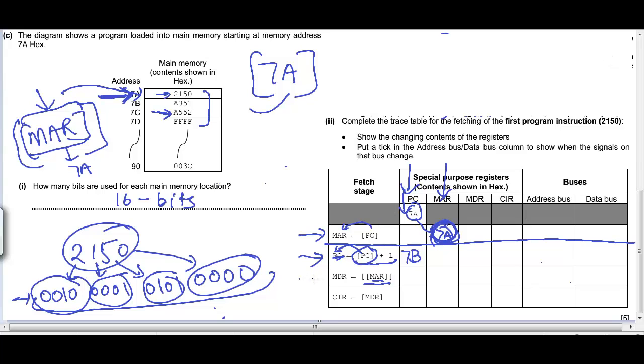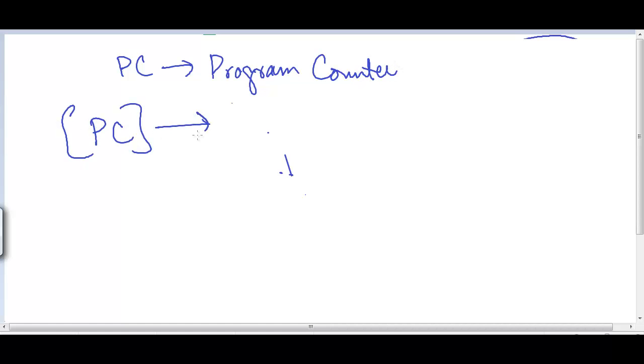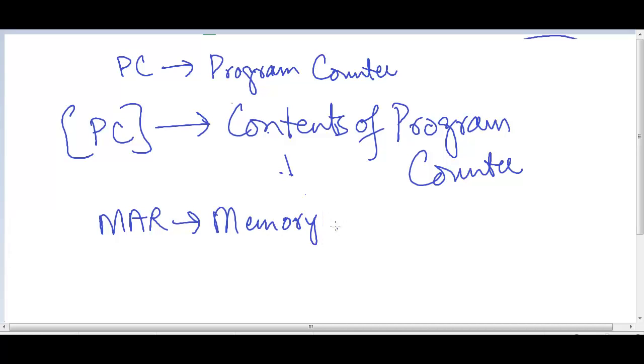Okay, the next instruction to be executed is this one, which has a double bracket on this side. Let's try to understand what this instruction means. This means program counter, and when we put brackets around it, it means contents of program counter. So now we are saying what value is held inside program counter. Likewise, when we say MAR, that simply means the memory address register.